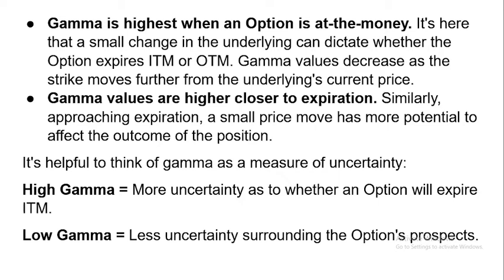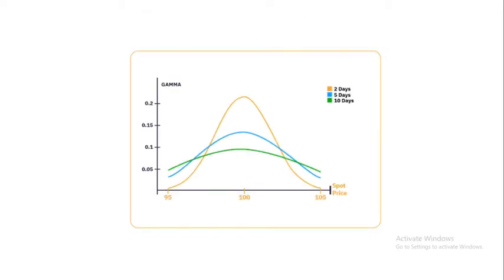It's helpful to think of gamma as a measure of uncertainty. Too high, gamma is equal to more uncertainty as to whether an option will expire in the money. Too low, gamma is equal to less uncertainty surrounding the option's prospects. This is also a graph showing how gamma is.